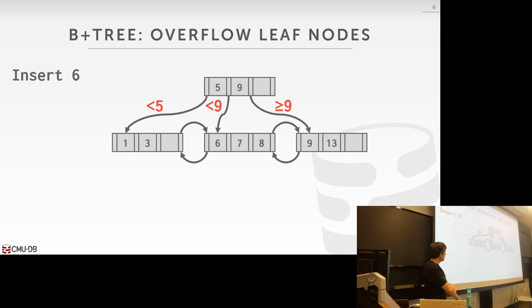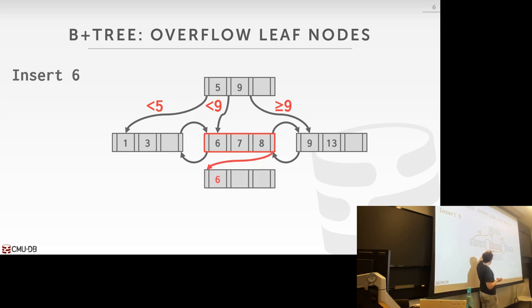The other approach is overflow pages. Again, I want to insert 6. I know I want to go into this page, and I don't want to split across like I did before, where I had 7, 8 move over. I want to go in this page here, but I can't because it's full. So I just add an overflow page where I insert my new 6, and now I have my pointer down to it.